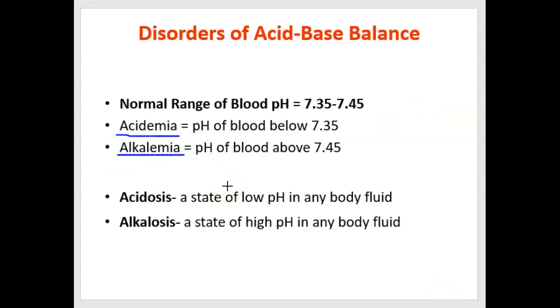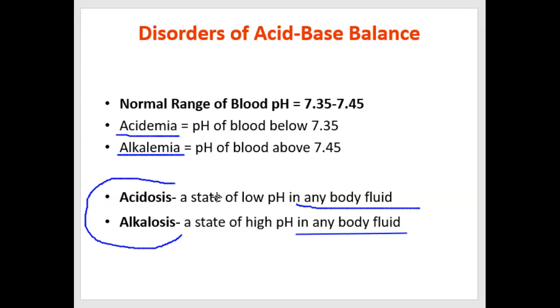But for some reason, unknown to me exactly why, we usually use the terms acidosis and alkalosis instead. These terms mean the same thing, but they refer to any body fluid, not just the blood. So acidosis is a condition where pH is below 7.35, and alkalosis is a condition where the pH is above 7.45.